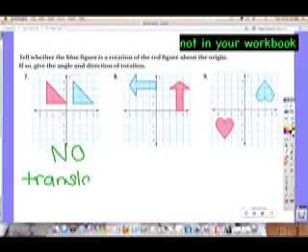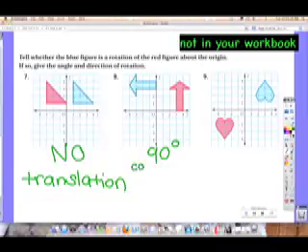Wait, are we going from blue to red or red to blue? Oh, we're going red to blue. So red to blue, which way is it? Counterclockwise. I'm so glad you guys read directions. Counterclockwise is one word. I'll mark it like this. Okay, what do you think about number 9? From red to blue, do you think that's a rotation, yes or no? Okay, what's the angle on it then?